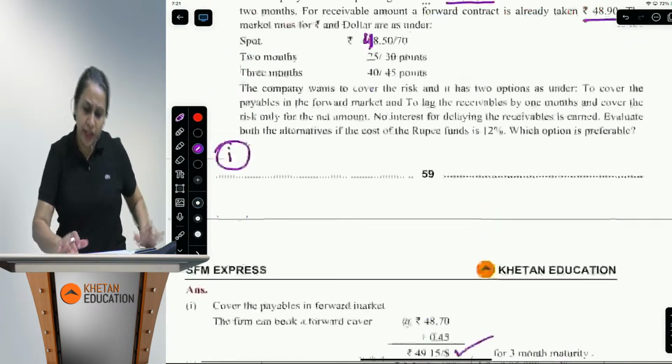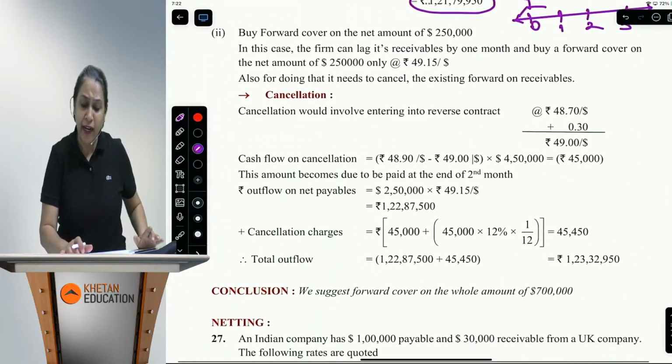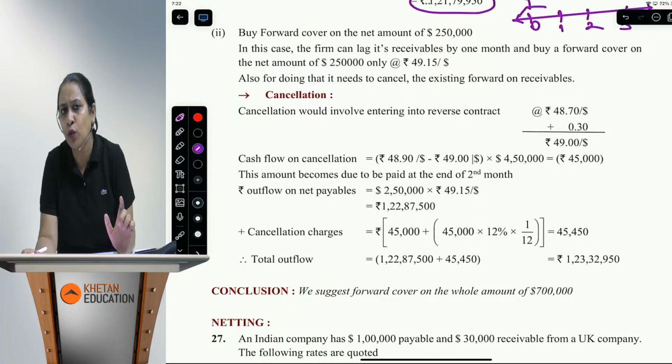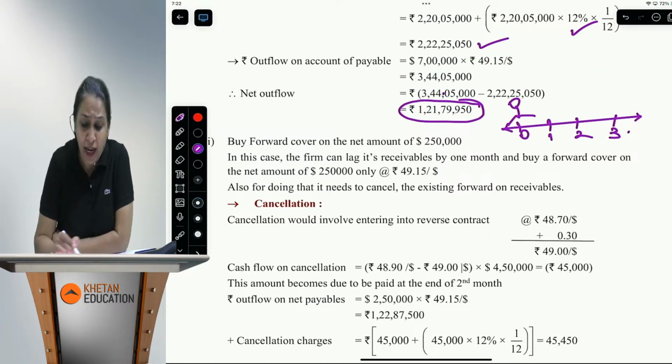Okay. So what is the rate at which you sold? I sold at 48.9 and I buy at 49. There is a 10 paisa loss. 10 paisa into 4,50,000 will give you a loss of 45,000 rupees. This loss, you calculate that loss here, but that loss is not payable here. That loss will be payable here.